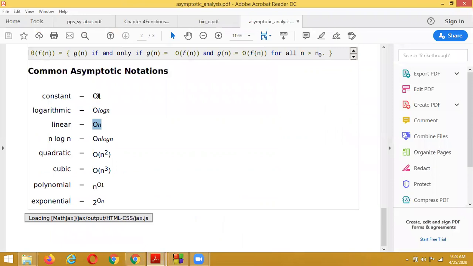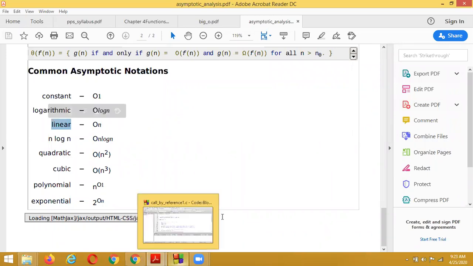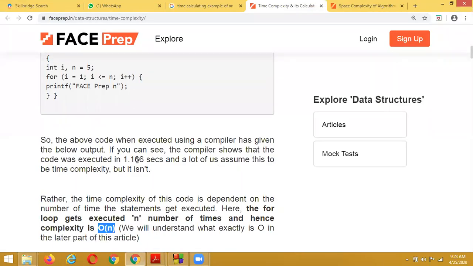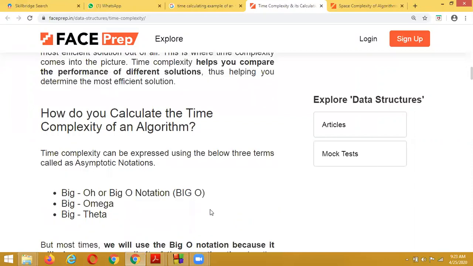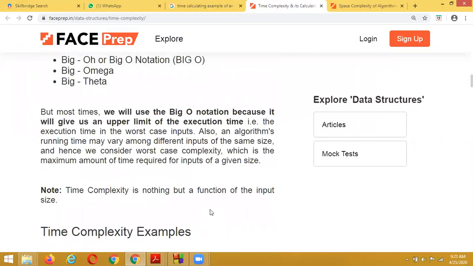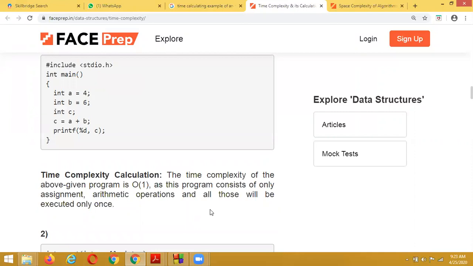O of n is indicated for what? O of n means linear. Here the statement is executed n number of times. If you are using a for loop and executing one statement n number of times, the time complexity is indicated by O of n.